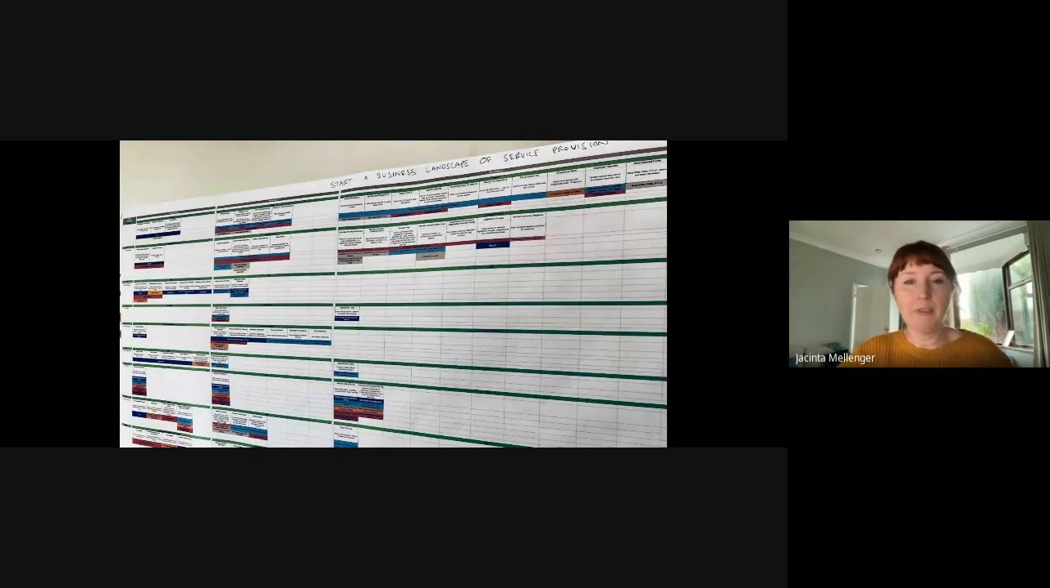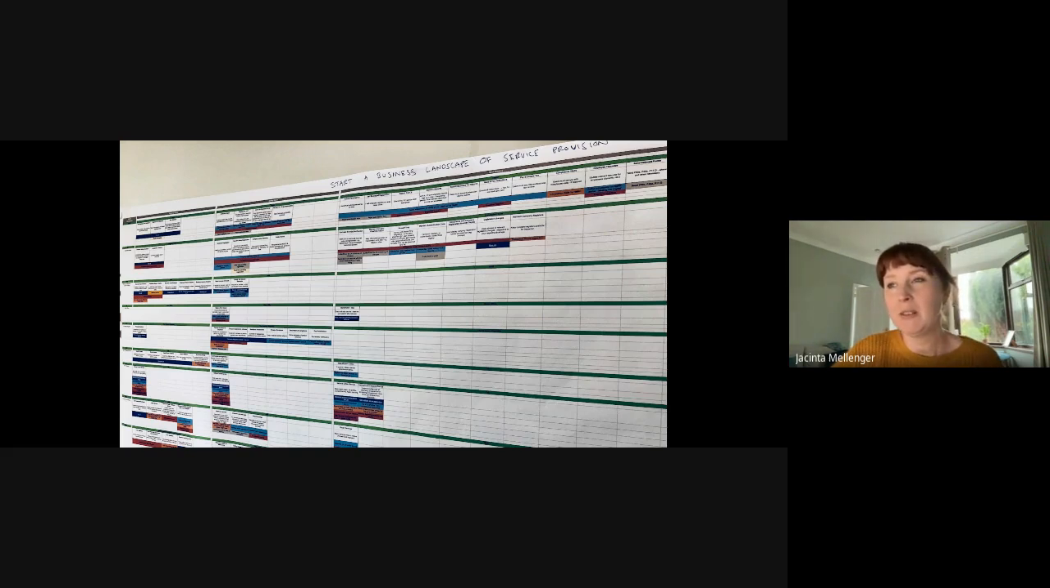This is an example of the Starter Business landscape map that was developed from the Starter Business service community. And it's just one example of an artifact that might be created within a service community to identify and map which departments or organisations deliver what along an end-to-end journey.